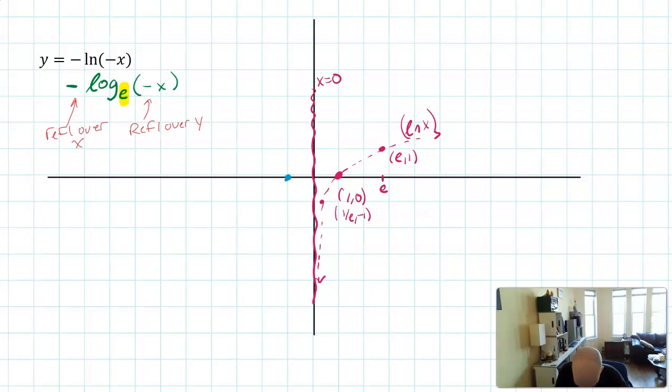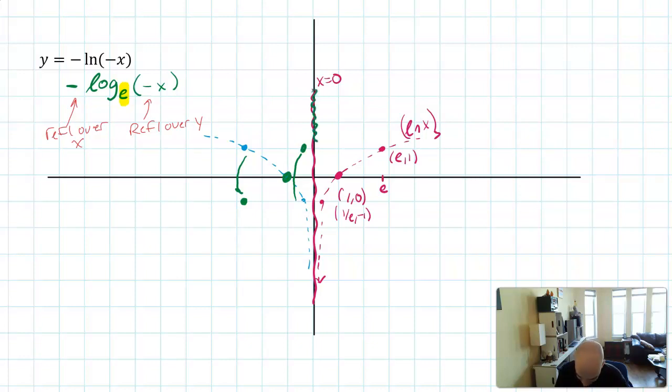When you reflect over y, the points and their relationships will stay the same, but you're now opening to the left instead of to the right. And then when you reflect over x, we're going to take those same values and go over the x-axis. So this point will be down here. This point will be up here. The point at 0 will stay.